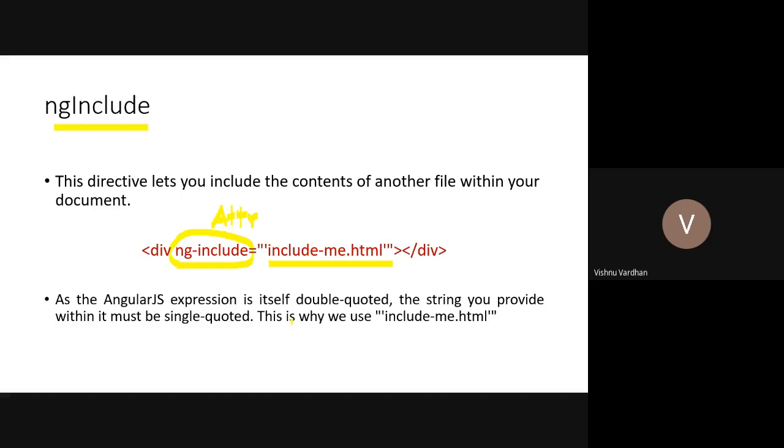As the AngularJS expression is itself double quoted, we can see there are double quotes and there is a single quote also. The string you provide within the double quotes must be single quoted. So there is a string, and in that string also we are having a quotation, and in that we can include the target HTML file or any other file, so that it can be dynamically loaded into this markup division. So this markup element division is going to have the entire contents of the include me.html.